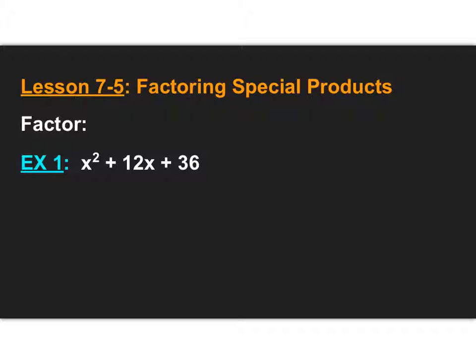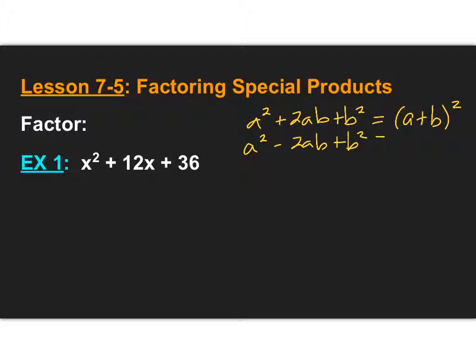The first one that we're going to look at is for a perfect square trinomial. So the factor pattern would be a squared plus 2ab plus b squared. That's a perfect square trinomial, and it would factor as a plus b squared, or a squared minus 2ab plus b squared, and that would factor as a minus b squared.